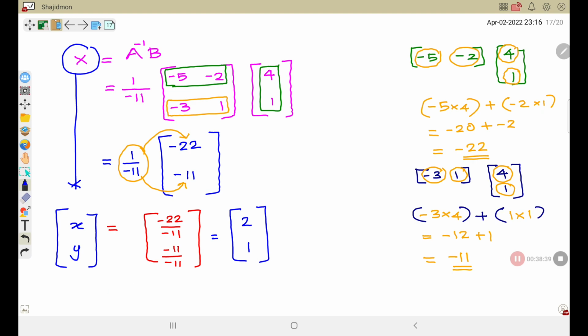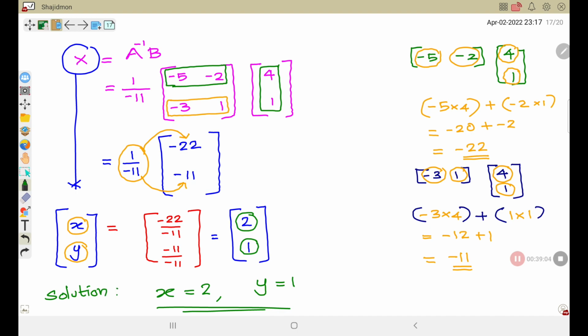So what is the solution? The first number is the X value, the second number is the Y value. So what will be X and Y? X equals the first number here, which is 2. The second number, Y equal 1. So this is the solution of that linear system of equations. The solution of the linear system of equations is X equal to 2 and Y equal to 1. So this is the way to find the solution of a 2 by 2 system of equations.